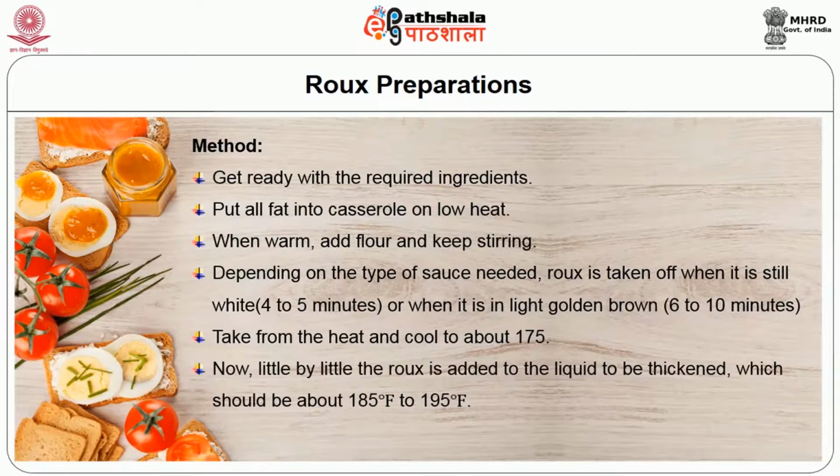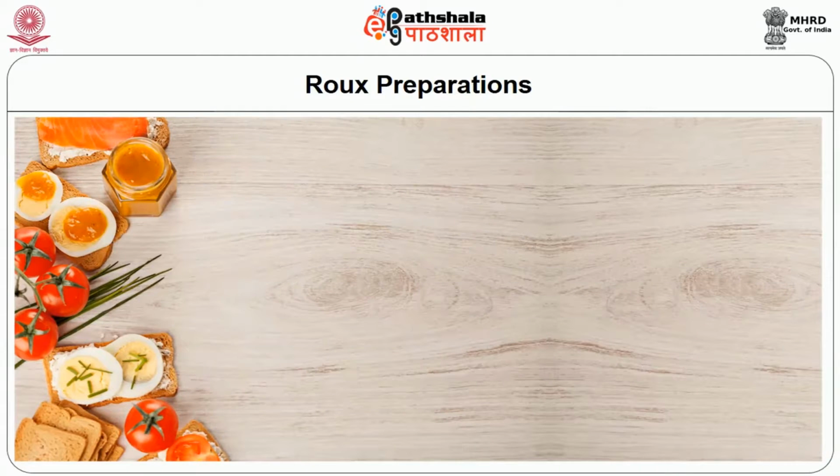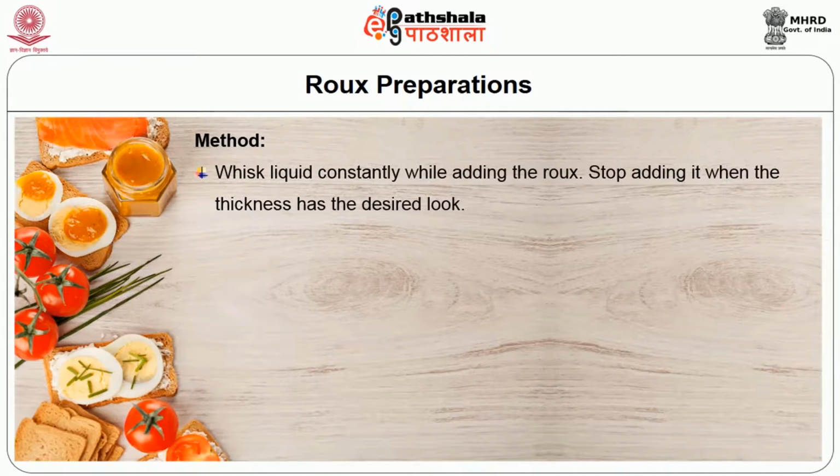Now, little by little, the roux is added to the liquid to be thickened. It may be a vegetable stock or a non-vegetarian stock or whatever it is, which should be about 180 to 195 degrees Fahrenheit, so that we will get the proper consistency. Whisk the liquid constantly while adding the roux. Stop adding it when it thickens and has the desired look.